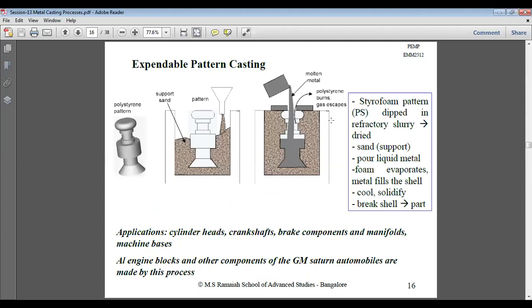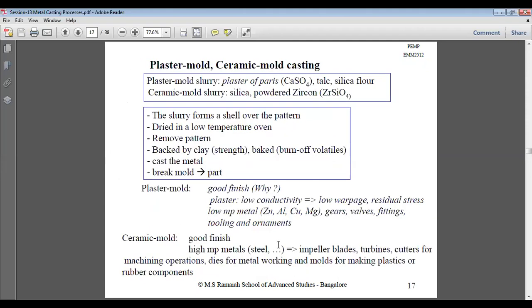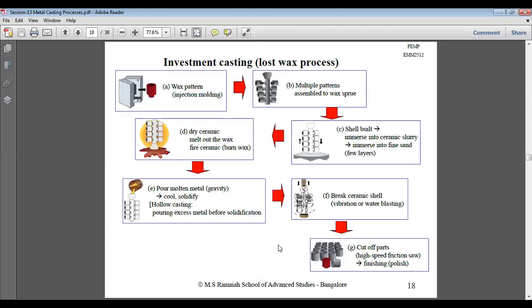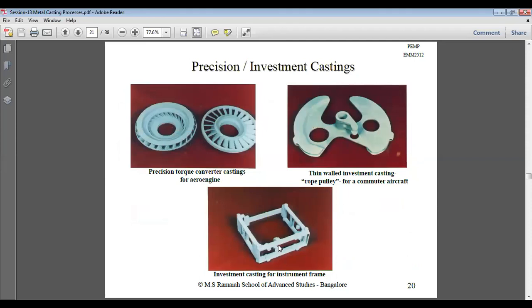So these are the different types of parts that are made by expandable pattern casting. These are the plaster mold and ceramic mold casting. Then investment casting, we discussed earlier. Where the wax is lost and the pattern is not recovered, it is called investment casting. So these are the different types of casting that we are having right now as an overview in today's topic.